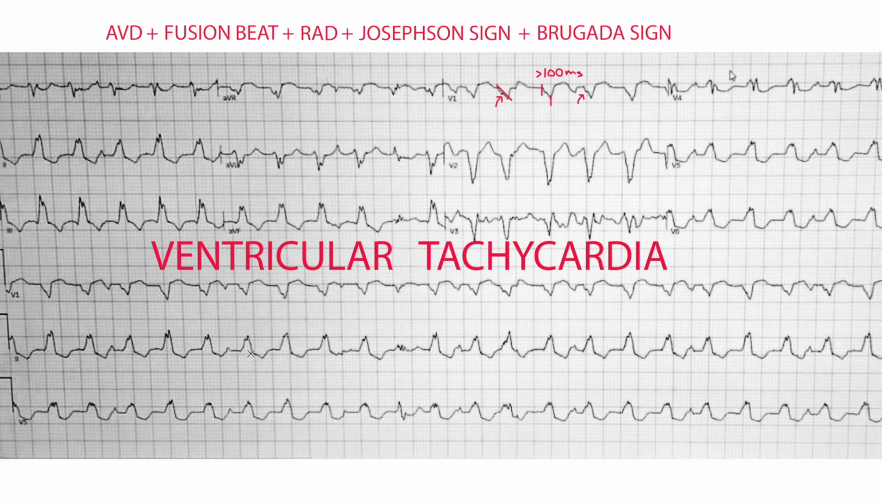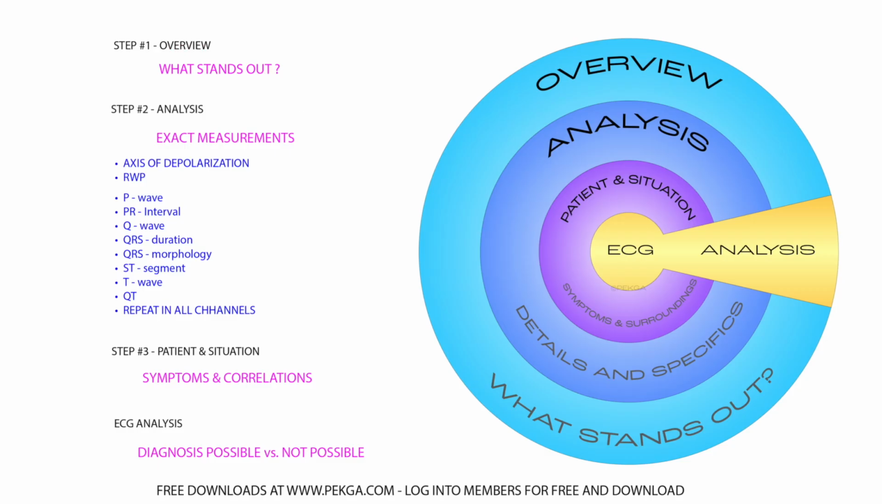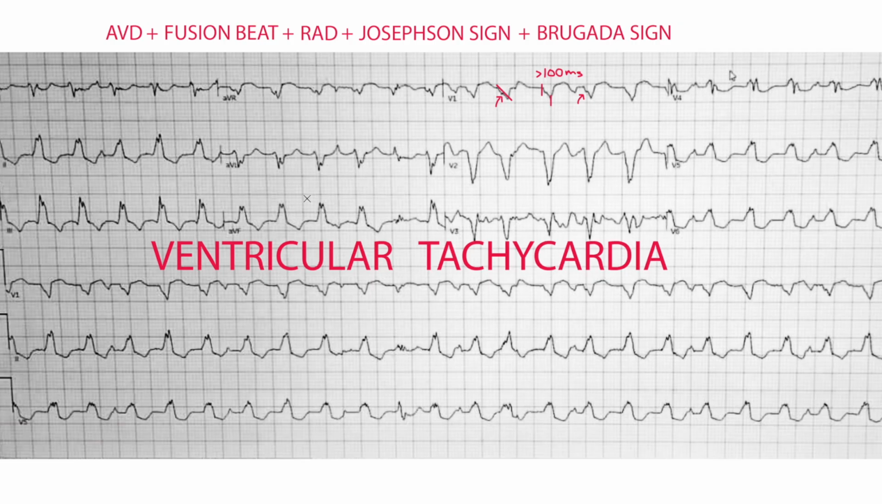So take the time to measure everything out, right? Go back to your method. Really focus on what your method is forcing you to do. Measure everything out and make the right conclusions based on your analysis. All right, I think I'm going to wrap it up right there. As far as the deep dive goes, this can get a whole lot deeper when it comes to ventricular tachycardia.